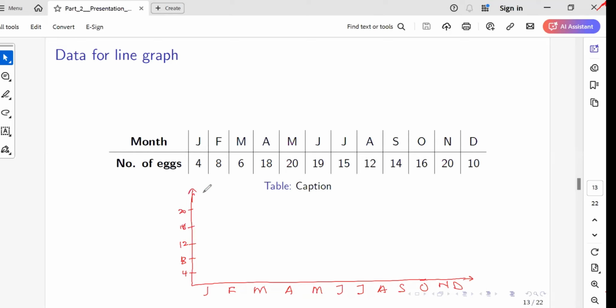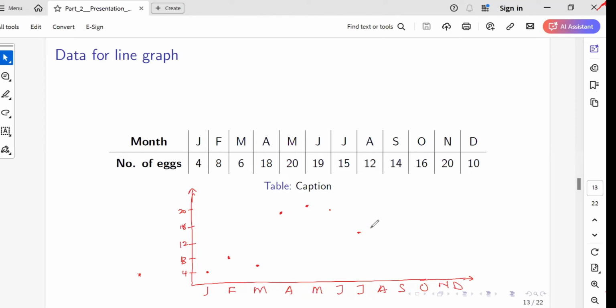Okay. So for January, there were 4 eggs. So I'm going to use a simple dot, or you can use a star. I'm using a simple dot. February 8, so here. March 6, so middle of 4 and 8. April 18, so here. May is 20. June 19. July 15. Mine is not accurate, so please take notes.